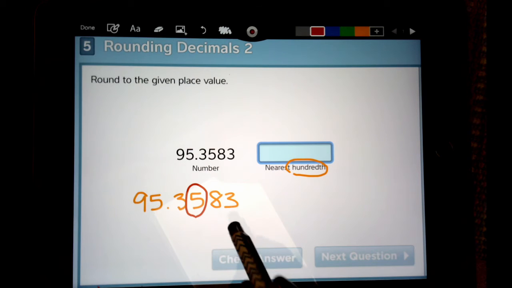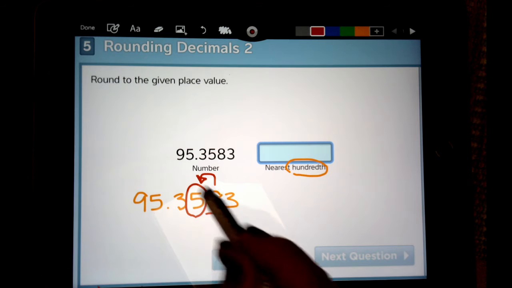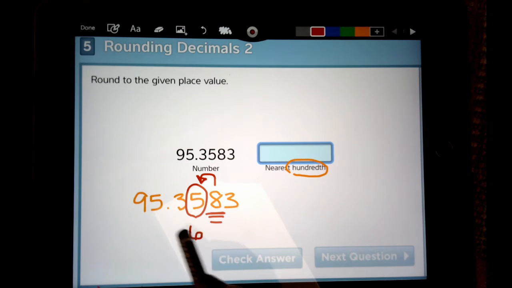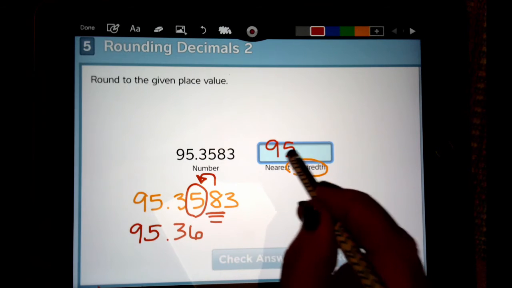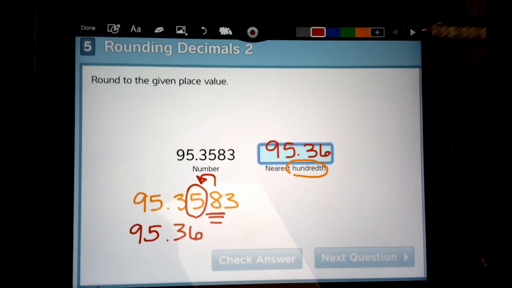Underline the digit to the right. Remember, if this number right here is 5 or more, I bump this up. If it's 4 or less, I keep it the same. So since it's an 8, this will become a 6, 3, 5, and 9. Now, once again, as you type this into Vmath, do not add any digits past the hundredths place. So don't add any zeros or anything like that, because when you're rounding to a particular place value, that would be the last digit.